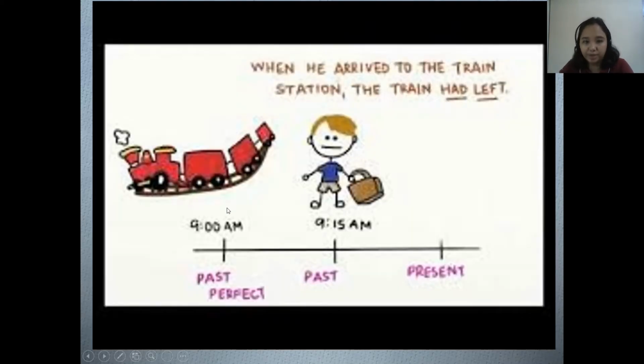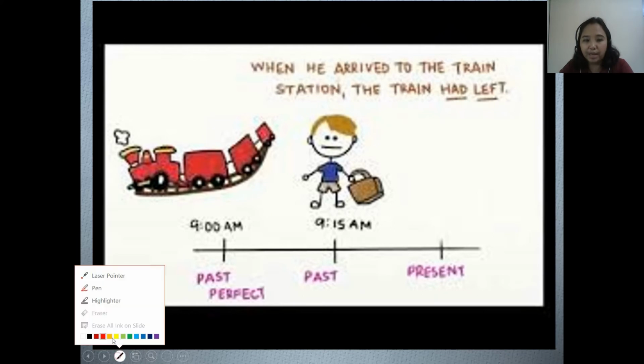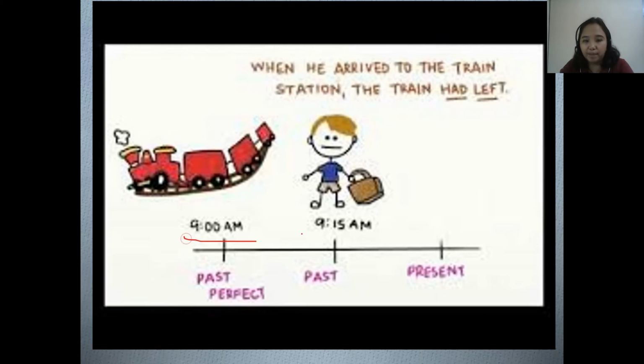Notice this illustration. Two actions occurred in the past. The first one occurred at 9 a.m., while the next one occurred at 9:15. Remember that the first action is the one in the past perfect tense, and the second action is the one in the simple past. To state this illustration in a sentence, you say, when he arrived at the train station, the train had left. So the first action was when the train left, and the second action was when he arrived. So the train had left when he arrived.